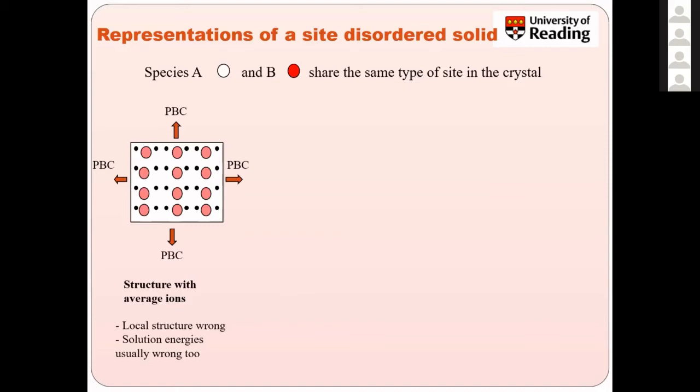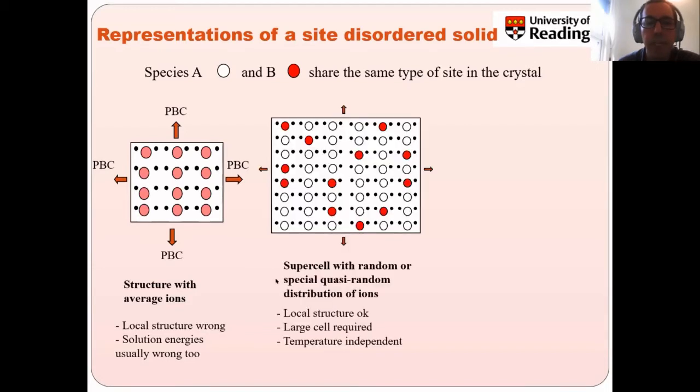There are many different approaches that use this kind of concept, but they don't work particularly well, as you can imagine, because the local structure around each of these ions is not what you would expect if you had A or B. And therefore, if you have a phenomenon that is sensitive to local structure, this is not going to take you very far. Solution energies are typically very wrong as well.